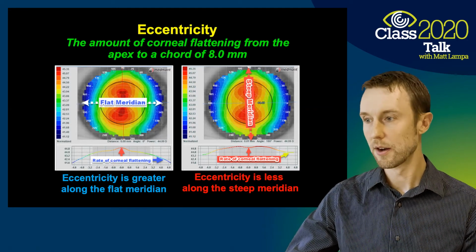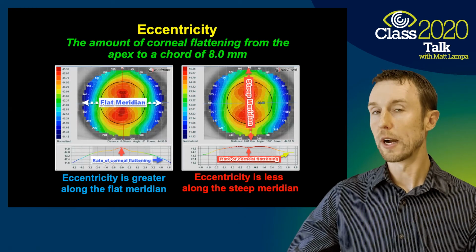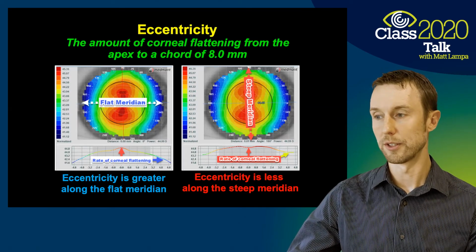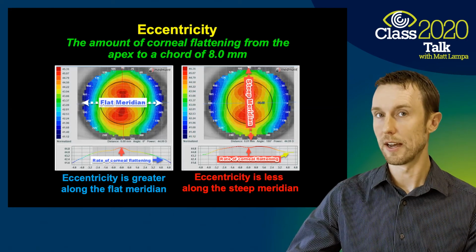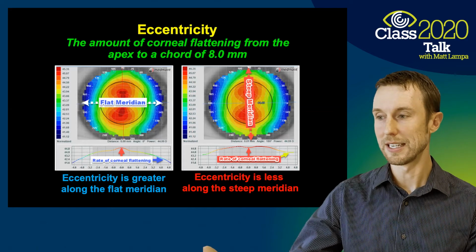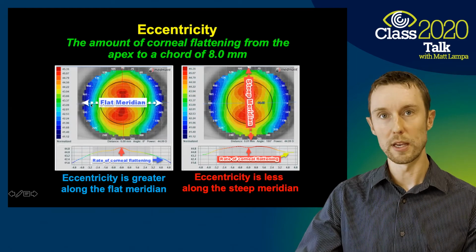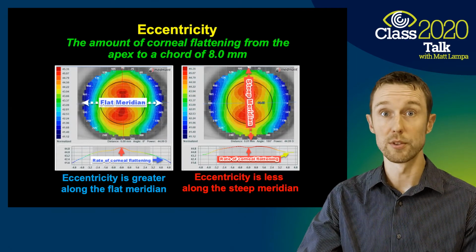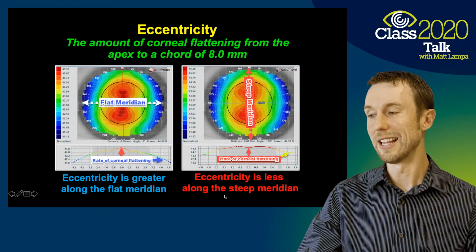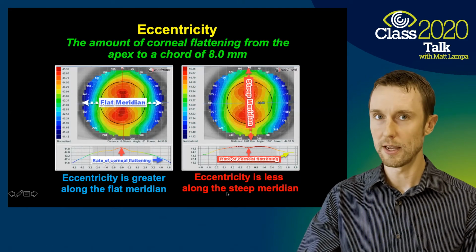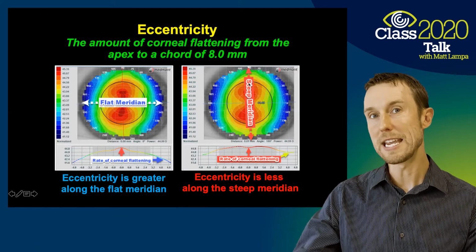What are we looking at here? Well, eccentricity is greater along the flat meridian, generally speaking. Why do we say that? Well, in the middle of the eye is where the greatest steepness is in this cornea. And then along the flat meridian, the cornea flattens out, or the eccentricity goes up. What about along the steep meridian? Well, the eccentricity is less along the steep meridian. Why? Well, the eye is steep in the center, and then along that steep meridian, it remains steep.